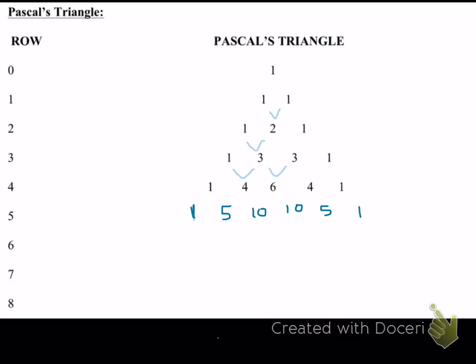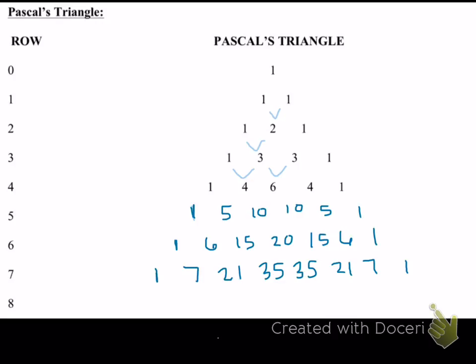Row 6, again we start with a 1. 1 and 5 I get 6. 15, 20, 15, 6, and 1. Then row 7, I get 1, 7, 21, 35, and then we go back down. 35, 21, 7, and a 1.